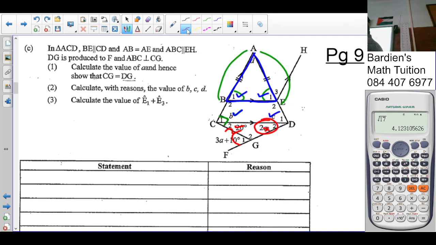Then it says calculate the value of E1 plus E3. So do I have the value of E1? Yes. So I just need to calculate E3. E3 is the same as? D is the same as D. It's an alternate angle. Somebody said exterior.